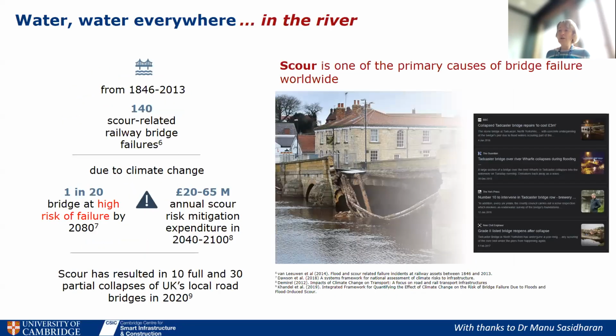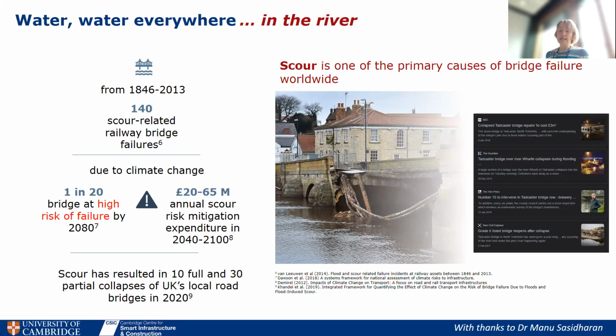Now, one of the challenges with this is an issue called scour. So scour is what happens when you get very high water flows down a river and it starts to undermine the foundations of the bridge piers, so the columns that the bridge stands on. And there have been 140 bridge failures over the period of 1846 to 2013. So that's roughly one a year. But these things, again, are likely to get more frequent with climate change as we get more severe river flows due to more severe flooding events or rainfall events.